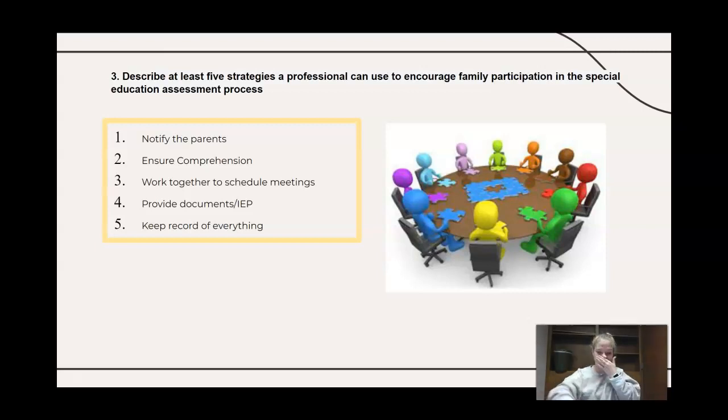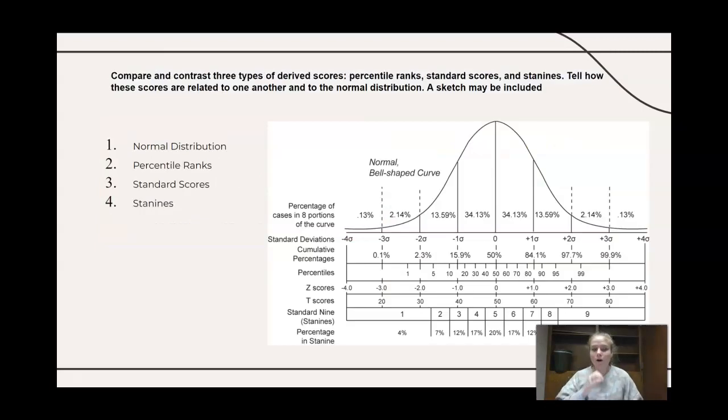for their child. Number 4 is to compare and contrast 3 types of derived scores: percentile ranks, standard scores, and stanines. I think I'm saying that correctly. I'm sorry if I'm not. And then tell how these scores are related to one another and to the normal distribution. So bear with me, because statistics was not my forte. But from what I have gathered, we're going to start with percentile ranks.